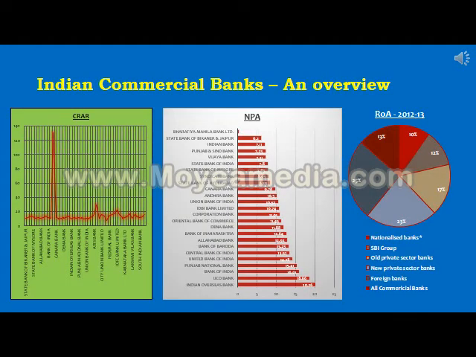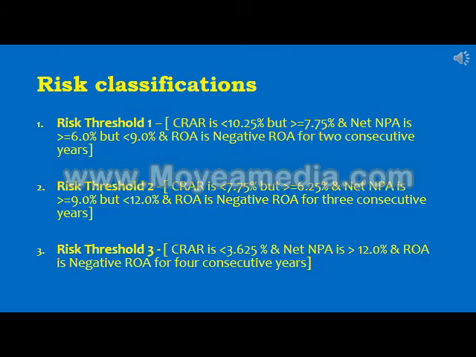Now let us have a look at the data of banks based on the financial measure parameters. This is the recent data of Indian banks. RBI will classify the banks based on the calculated parameters. The first one is risk threshold 1, the next one is risk threshold 2, and the final one is risk threshold 3. The required parameter values can be seen on the screen.